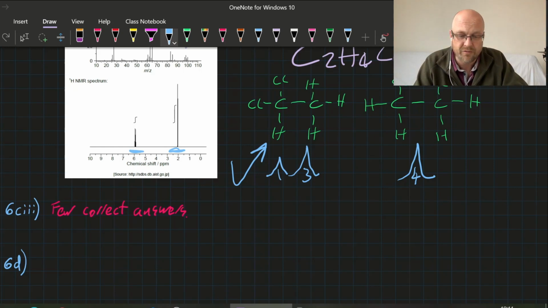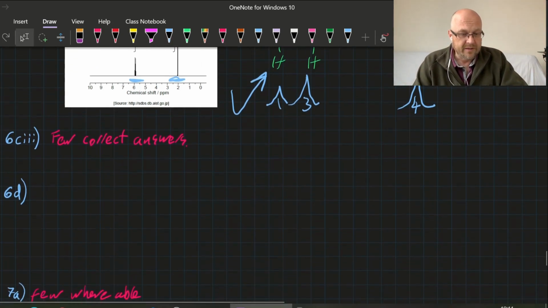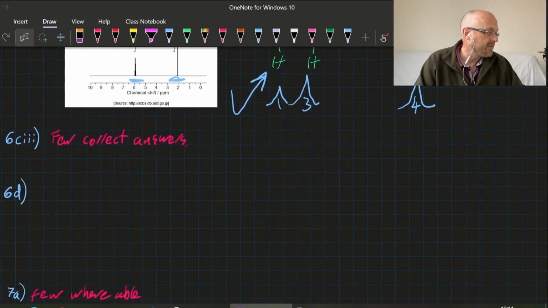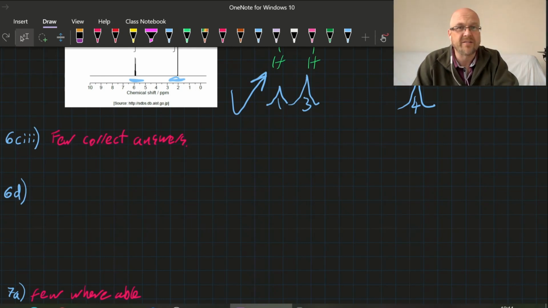Dichloroethane. Yeah, that's enough for your 3 points. 6C, III, few correct answers. I have insight into why this is incorrect. It's not on the syllabus. This is an elimination reaction. That was removed. This syllabus doesn't have it on it.